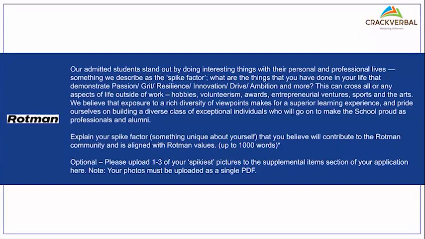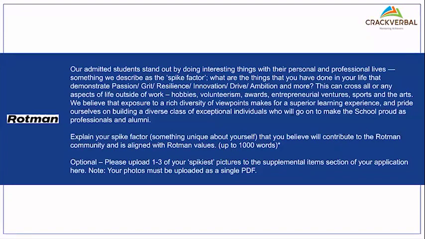And it goes on to say, and pride ourselves on building a diverse class of exceptional individuals who will go on to make the school proud as professionals and alumni. So the main line over here: explain your spike factor, something unique about yourself that you believe will contribute to the Rotman community and is aligned with Rotman values. Up to 1,000 words, right? That's a lot of words. In case you have not written in a long time, that is almost 2 to 3 pages of A4. If you were to look at an A4 size page, it's about 2 pages, correct?